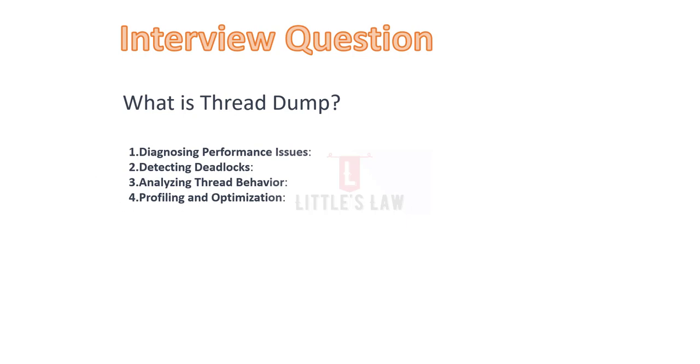The second point is detecting deadlocks. Thread dumps can reveal the presence of deadlocks, which occur when two or more threads are stuck in a state where they are waiting for resources held by each other. Identifying deadlocks is crucial for maintaining application stability and responsiveness.